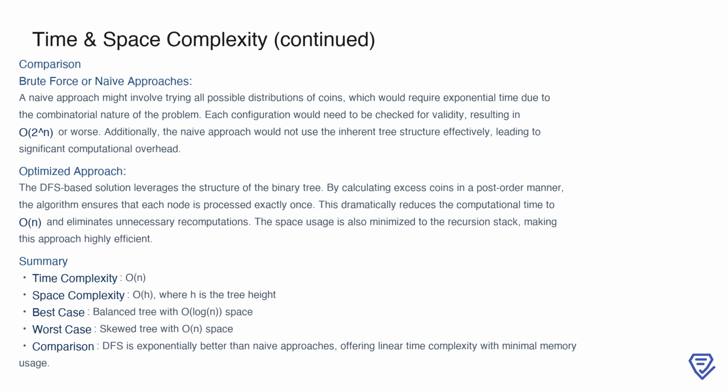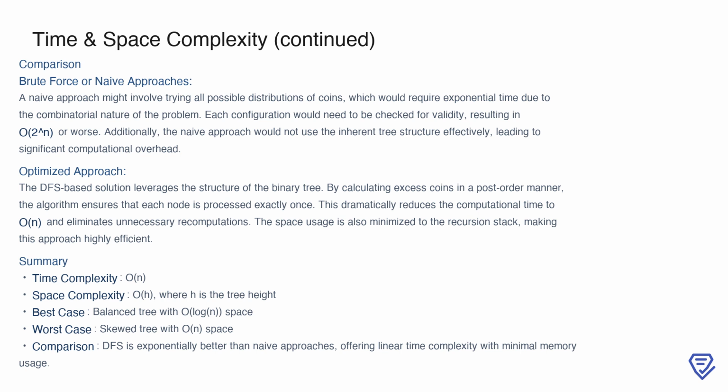Finally, let's compare this with potential brute force approaches to highlight the efficiency of the DFS-based solution. A naive approach might involve exploring all possible distributions of coins across the nodes. This would be an exponential time solution, as each configuration would have to be checked for validity, resulting in a time complexity of O(2^n) or worse. Additionally, these approaches do not effectively utilize the tree structure, leading to significant computational overhead. On the other hand, the optimized DFS-based solution leverages the hierarchical structure of the binary tree.